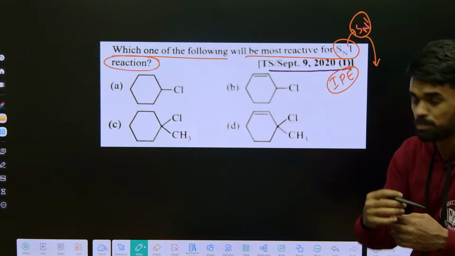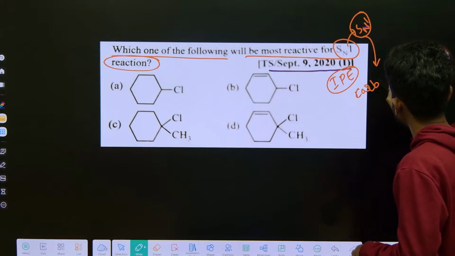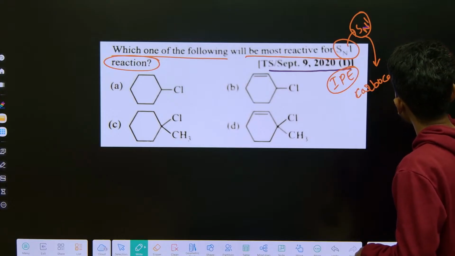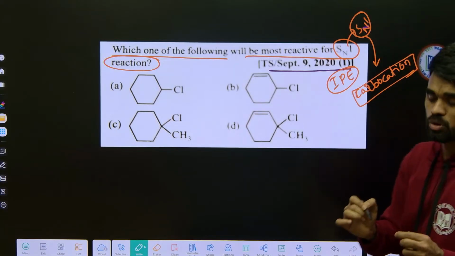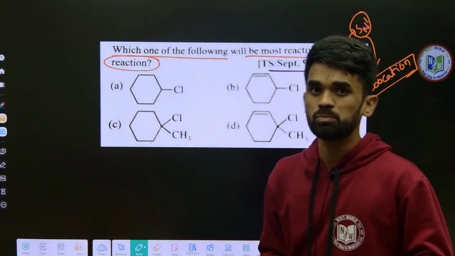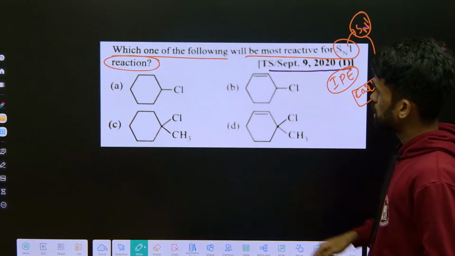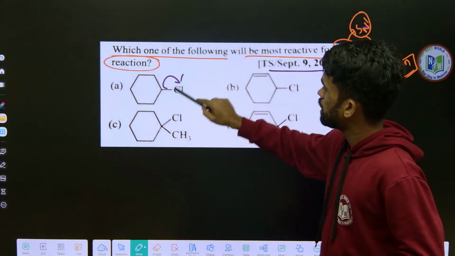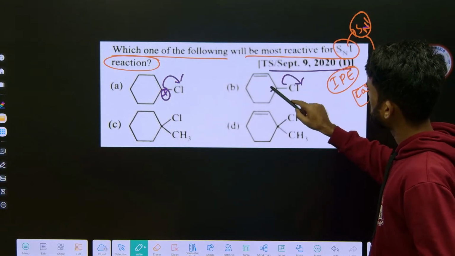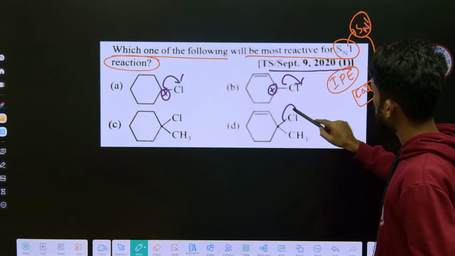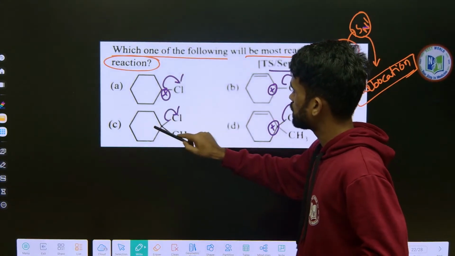It is a multi-step reaction. It involves a carbocation intermediate. What is the intermediate formed? Carbocation intermediate. If there is a carbocation intermediate, then the carbocation that forms all the time is the more stable one during the reaction. So now if you see, if I remove this chloride, we will get a carbocation here. Similarly, if I remove this chloride, we will get a carbocation here. Again, if I remove this, we will get a carbocation here.